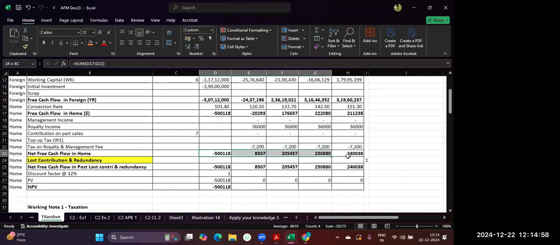So we calculated our free cash flows. Loss contribution and redundancy, guys, I'll come to last. This is no rocket science. It just carries 1 mark. Even if you don't do it, it's fine. I'll explain it once you finish this whole question. Discount factor at 12% is how much?